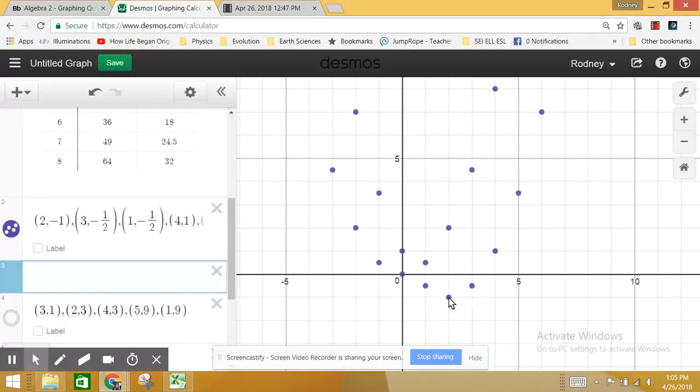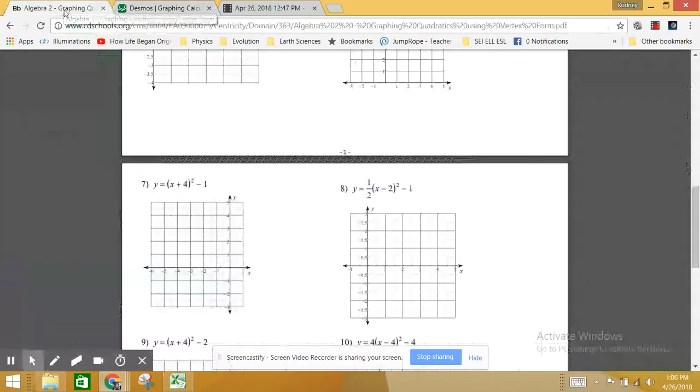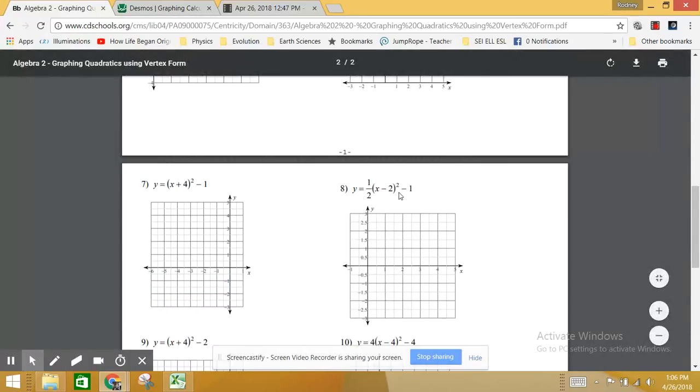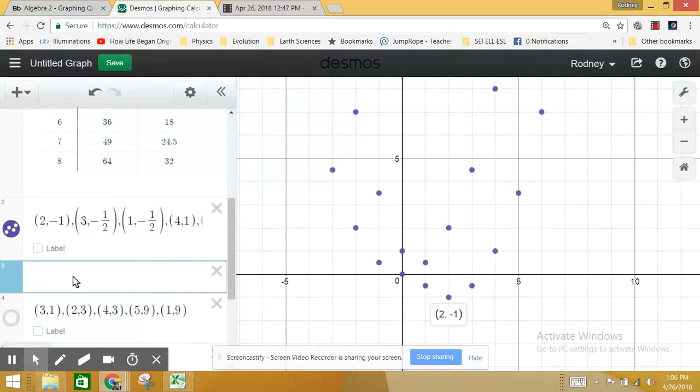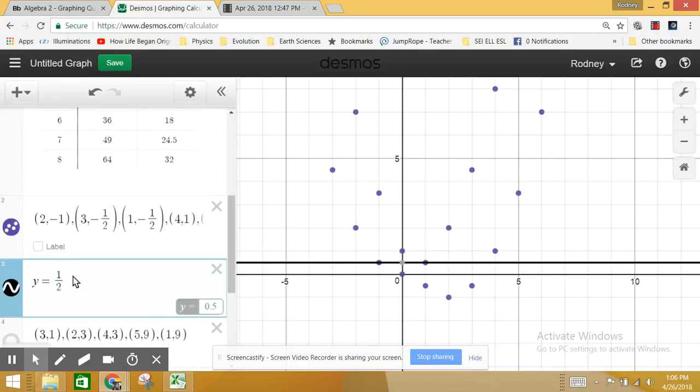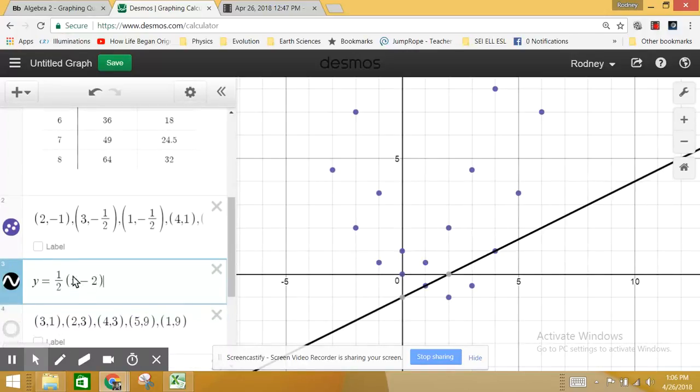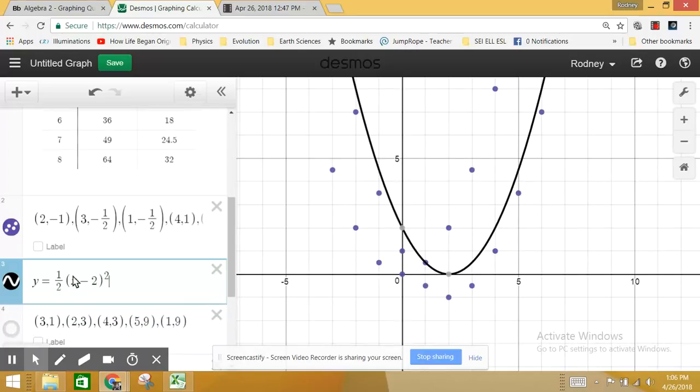We know our vertex is here at 2, -1. I don't actually have to go back and look at it now because I know I'm going to have an x -2 and my k is -1. But I will go ahead and confirm that for you. So we have x -2 squared, and then we get a -1. And we also had a 1/2. So it's going to be y equals 1/2 x -2 squared. And you can see it is lining up nicely there.